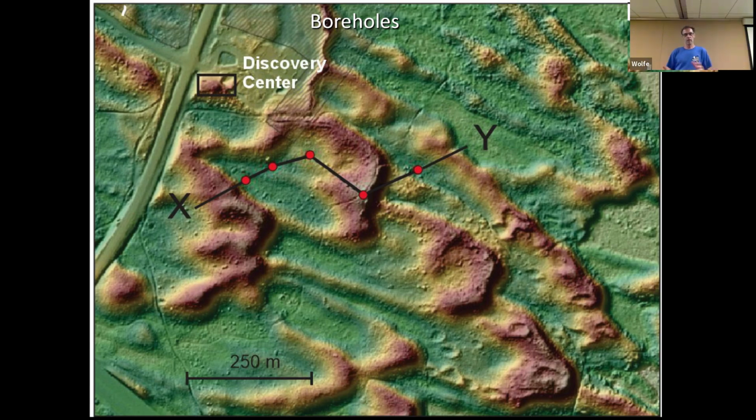So what did we do? The first thing we did was to go to 5 different sites and core. We use a hand auger, and I'll just show you what we do. And we go as deep as we can, typically to the water table.